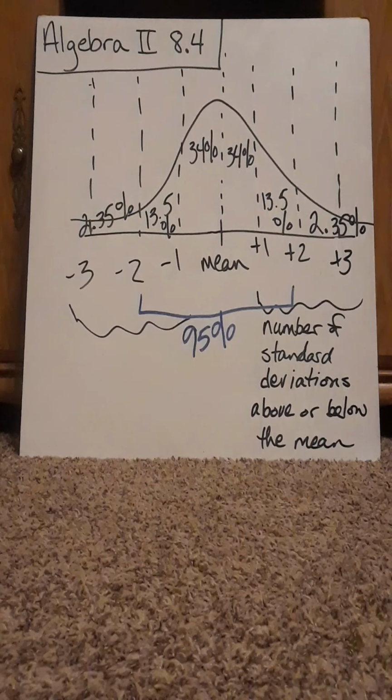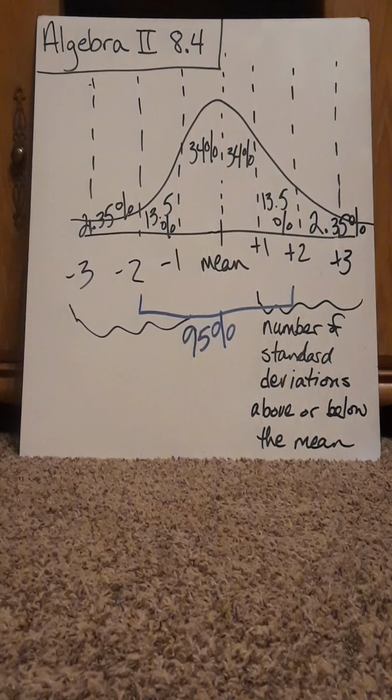So you can see that the vast majority of your data in a normal distribution lies within 2 standard deviations. Anything outside of that we would consider an outlier. We would consider not normal. Okay? So I think that kind of covers the notes at least.